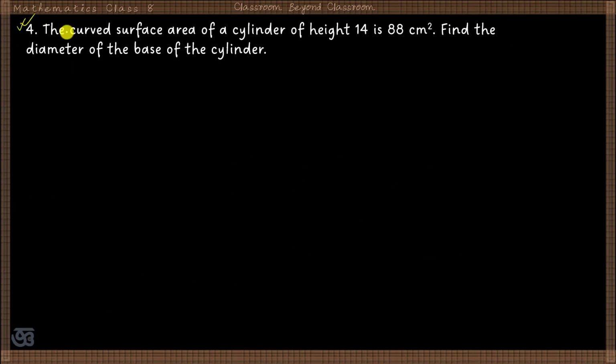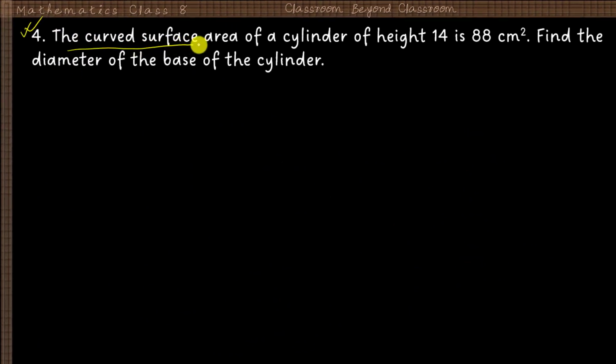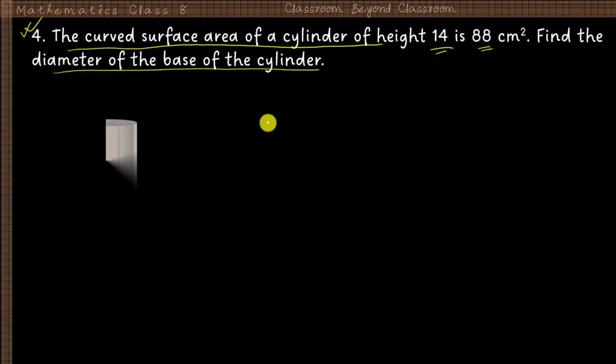Now question number 4. The curved surface area of a cylinder of height 14 centimeter is 88 centimeter square. Find the diameter of the base of the cylinder.